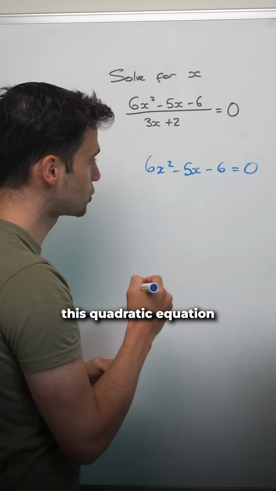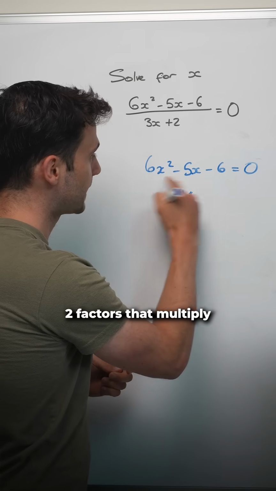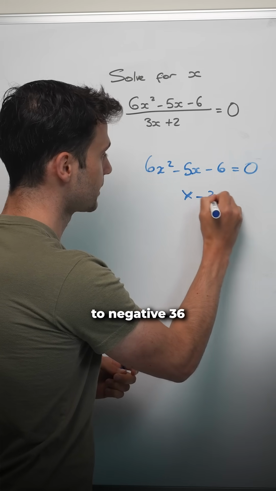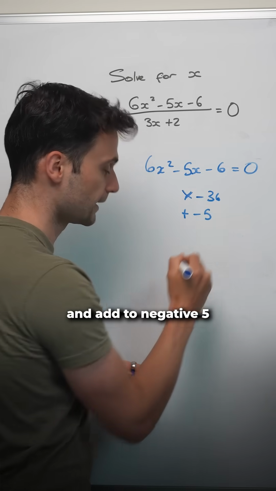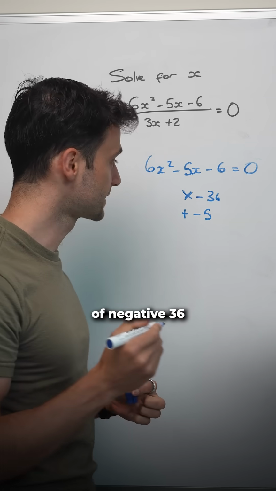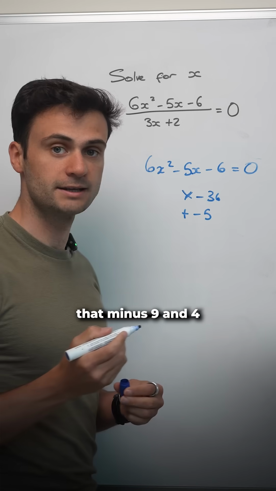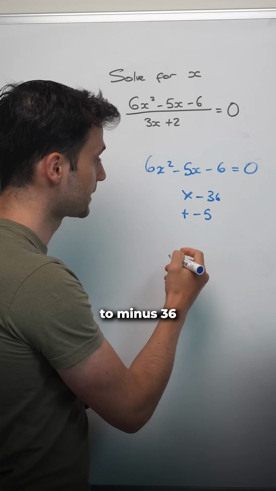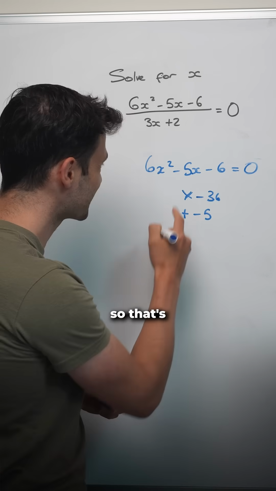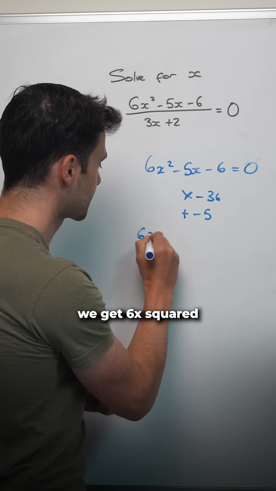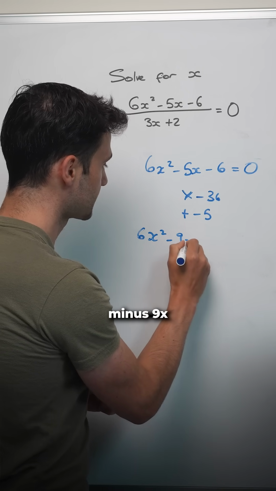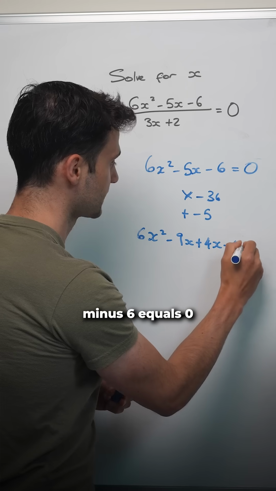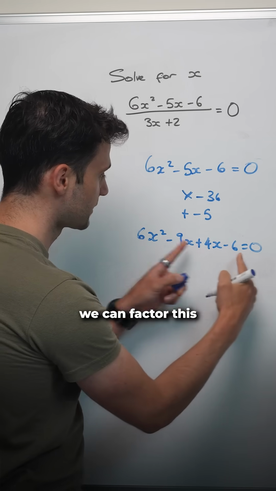So to solve this quadratic equation, we're looking for two factors that multiply to negative 36 and add to negative 5. As you think through your factors of negative 36, you'll notice that minus 9 and 4 will multiply to minus 36 and add to minus 5. So that's how we're going to split the middle term. We get 6x squared minus 9x plus 4x minus 6 equals 0. And now we can factor this by grouping.